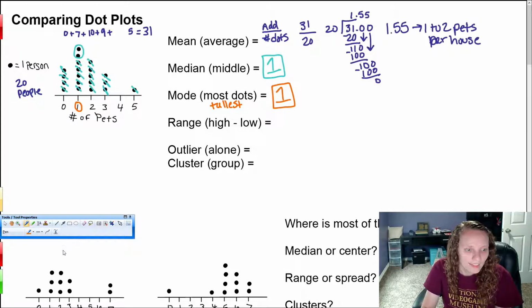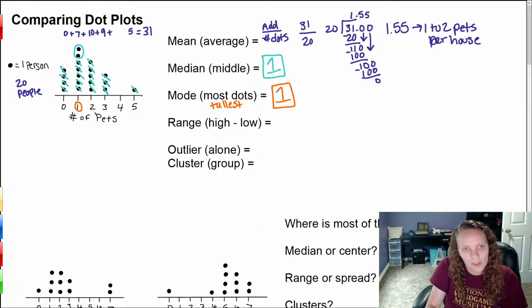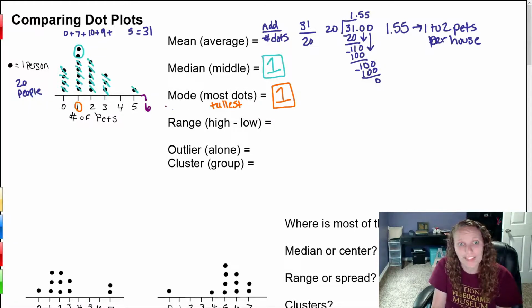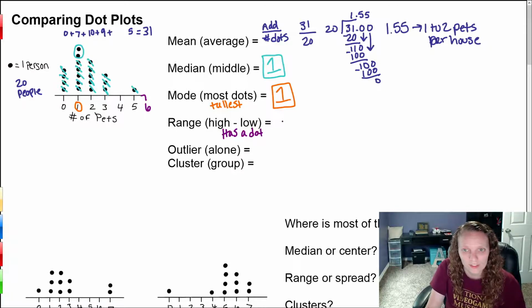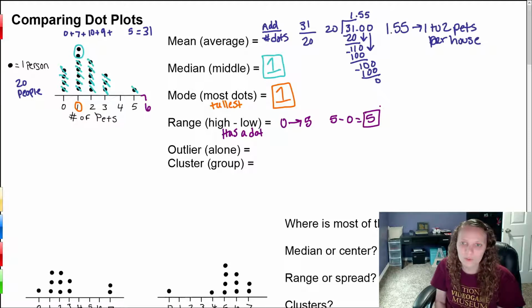Now let's say that this number line had been extended and right here was a 6, but there are no dots above the 6. The highest number is still 5 because it's the highest number that has a dot. So this data, it goes from 0 to 5. And to find the range, we're going to take the highest number and subtract it with the lowest number, and that would be 5. So of these 20 people, they said anywhere from 0 to 5 pets at their home.